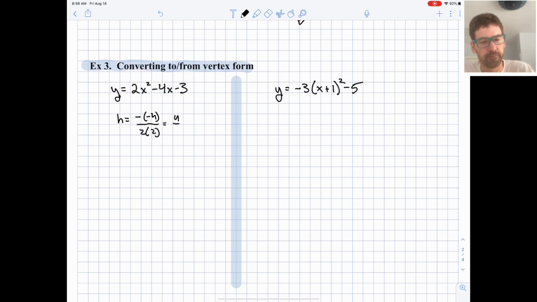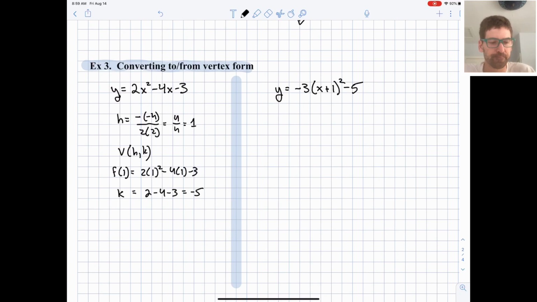which is 4 over 4, which is 1. So h is a 1 here. And remember, we're looking for our vertex, which is h comma k. Let's find k. We're going to plug in 1 in for x. So we're going to find f of 1. 2 times 1 squared minus 4 times 1 minus 3. We're just plugging into our equation. So that's 2 minus 4 minus 3, which is negative 5. So that's k. All right, so we have our vertex is at 1 comma negative 5.